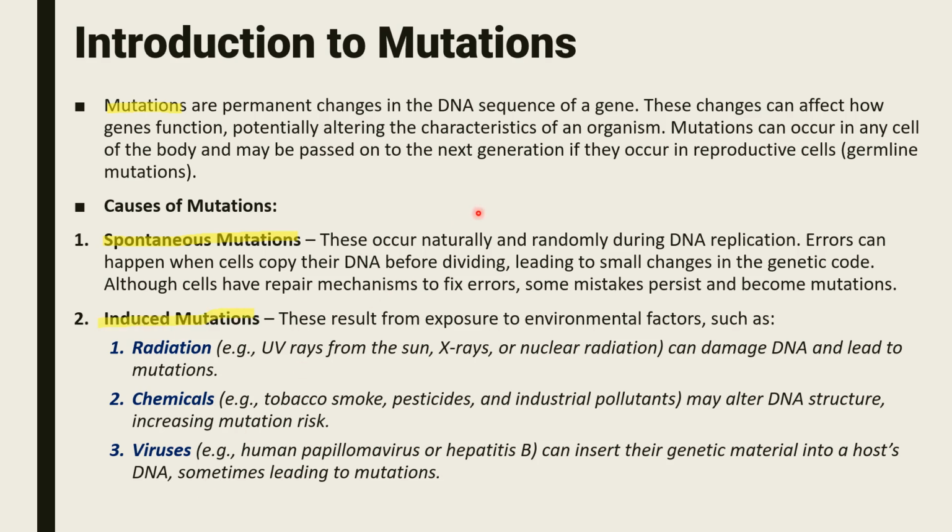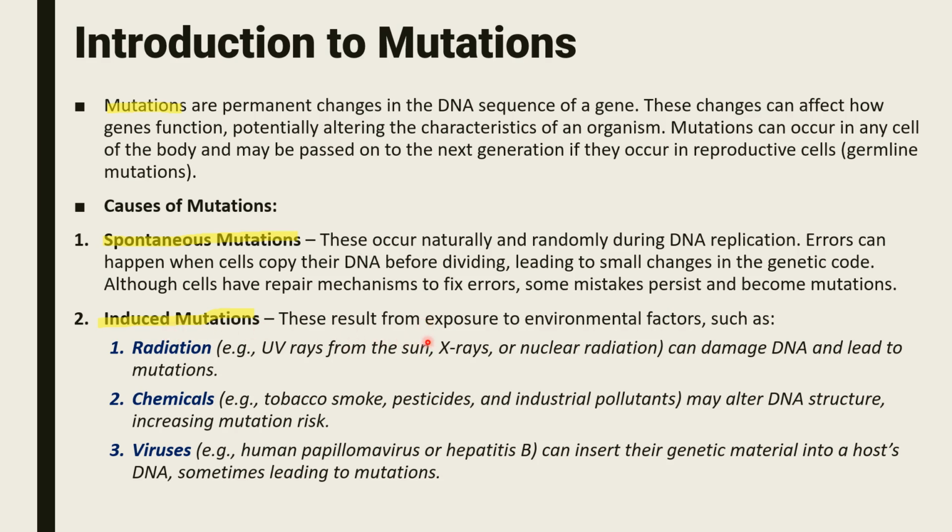Spontaneous mutations occur naturally and randomly during DNA replication. Errors can happen when cells copy their DNA before dividing, leading to small changes in the genetic code. Although cells have repair mechanisms to fix errors, some mistakes persist. Some mistakes cannot be fixed, and then they become mutations.